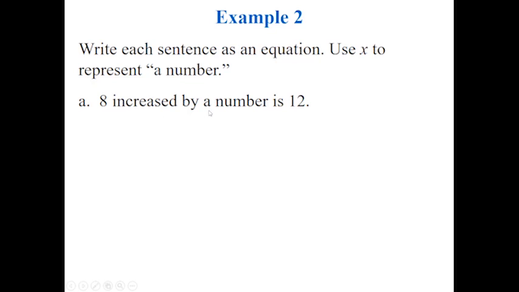8 increased by a number is 12. 8 increased by a number would be 8 plus x, and that's equal to 12. 8 plus x equals 12. 8 increased by a number is 12.